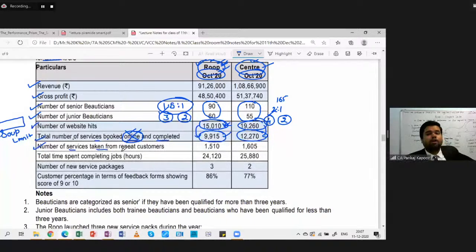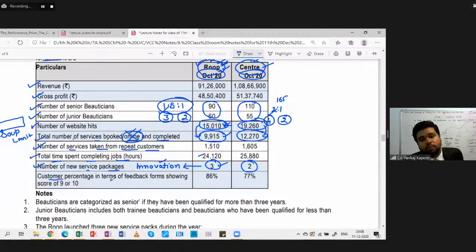Further, the number of services taken from repeat customers is given to you. Then the total time spent completing the job in terms of hours is given to you. The number of new service packages introduced by the group is 3, but by the others only 2. It means in terms of innovation, because innovation is one of the determinants under the dimension block of the building block model, it is high in case of the group, whereas low in the case of the other center. Hence, there is one feature which is going in favor of the group.